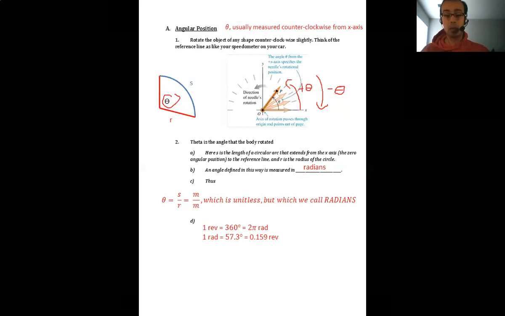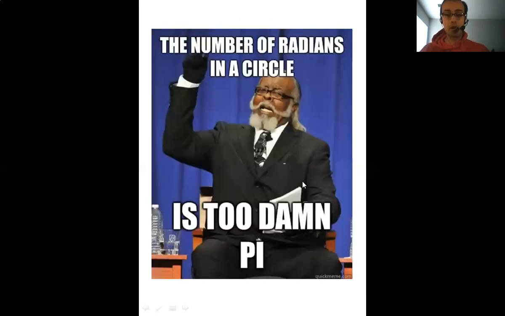So now an important public service announcement from Jimmy McMillan. You should remember that the number of radians in a circle is 2 damn pi. So keep that in mind.